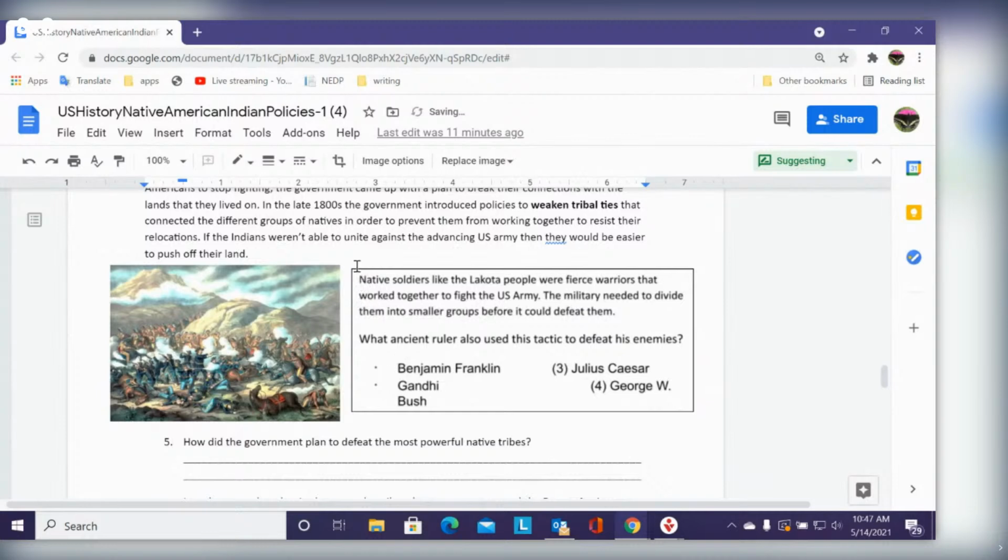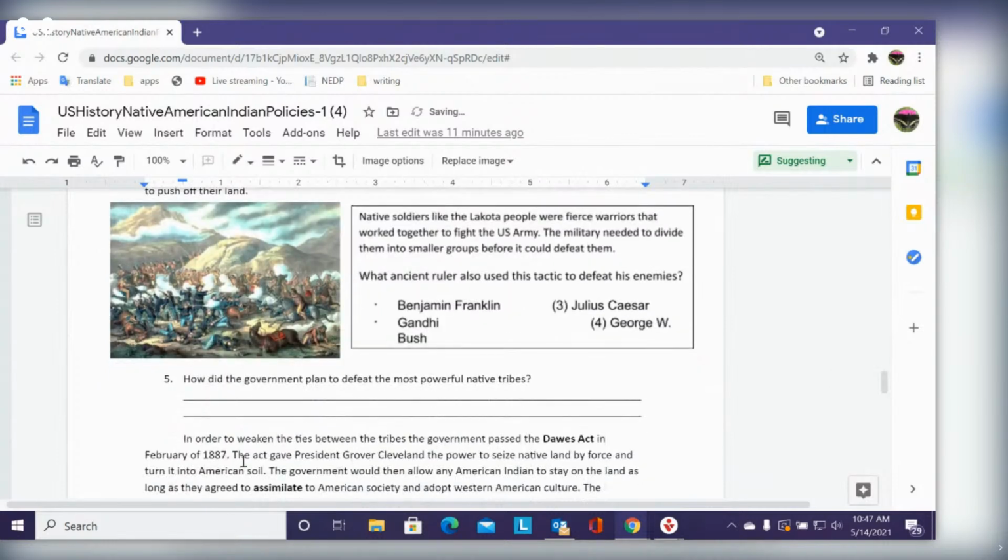Okay, so if you're looking at the test now, it says, what ancient ruler used this tactic to defeat his enemies? Benjamin Franklin, Gandhi, George W. Bush, or Julius Caesar? Well, if we're talking about ancient times, can we say Benjamin Franklin was in ancient times? No. Past, yes. Gandhi, in the more recent past, yes. George W. Bush, the most recent past. Julius Caesar would be the answer. And how did the government plan to defeat the most powerful native tribes? Well, we just said it.